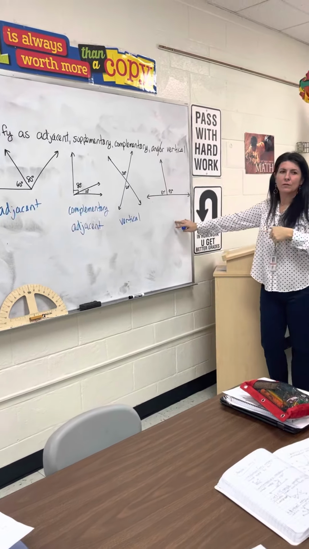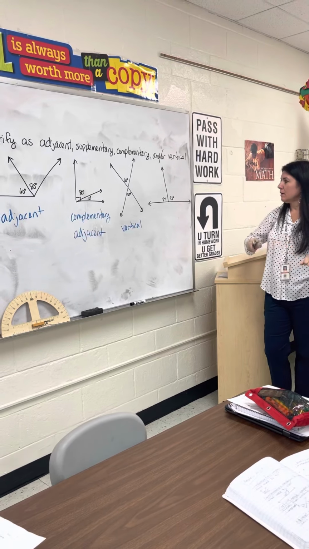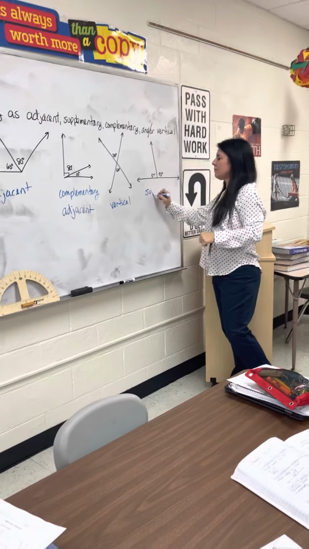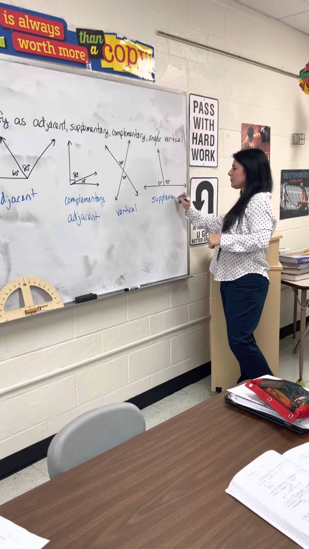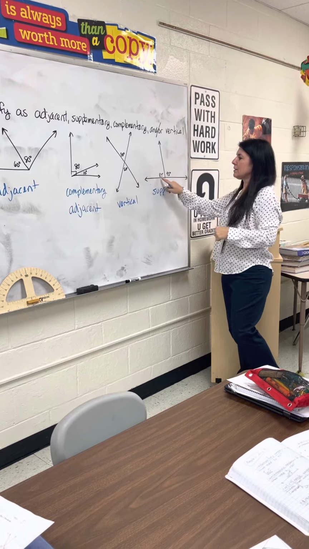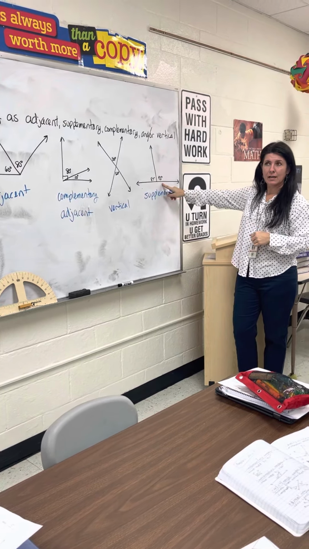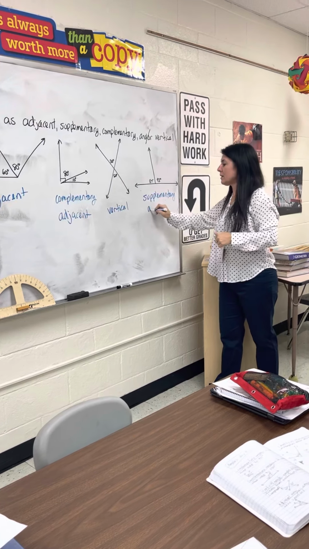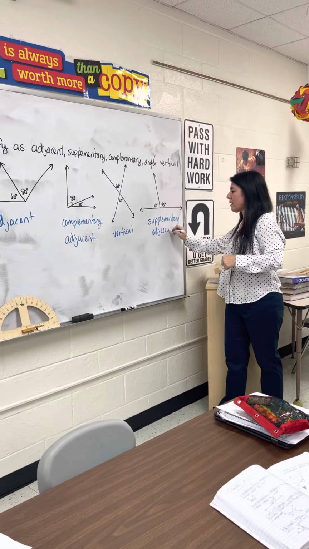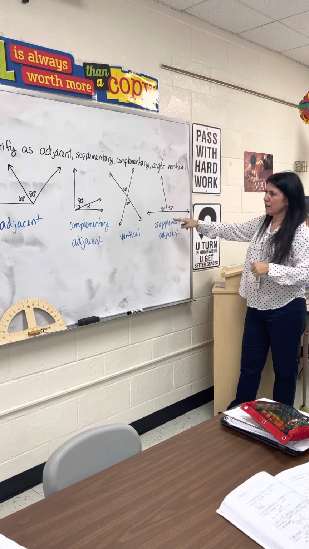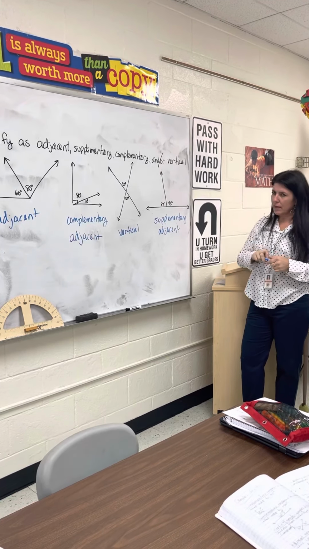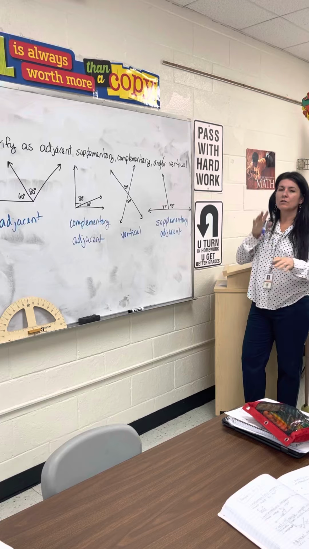How about the last one? What's this one? That is supplementary and also adjacent. Good job. Supplementary, because 87 and 93 add to 180. They're also adjacent because they're next to each other. They share a ray. This is the ray that they share. They are not complementary because they don't add to 90, and they're not vertical because they're not across from one another.